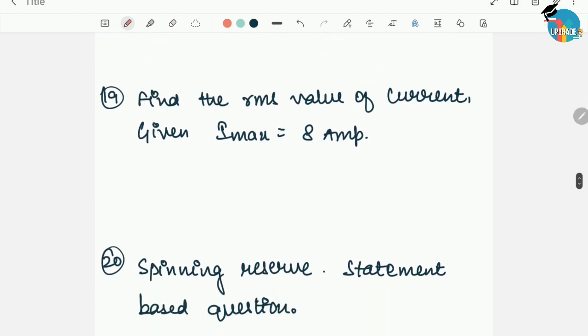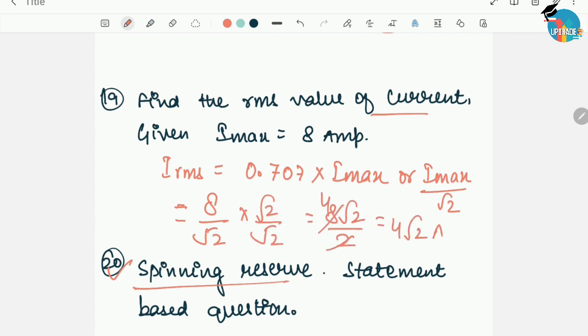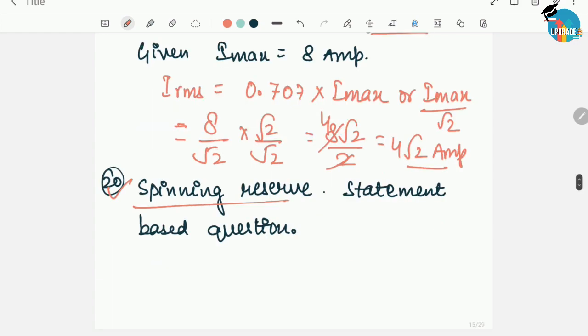The question asked was to find the RMS value of the current. Here I maximum is given as 8 ampere. The RMS value will be 4√2 ampere. The correct answer is 4√2 ampere. The next question asked was related to the spinning reserve. Three to four statements were given related to the spinning reserve. We had to choose which of the following statements is correct regarding spinning reserve. So this type of question was asked.